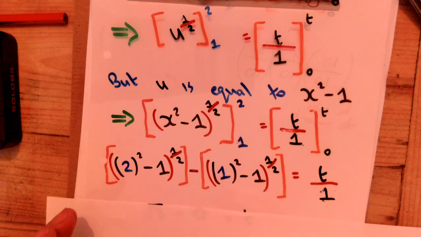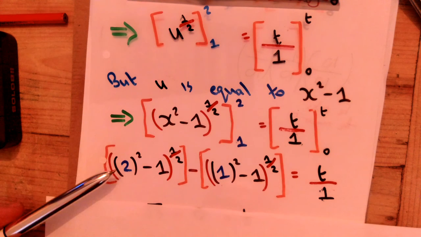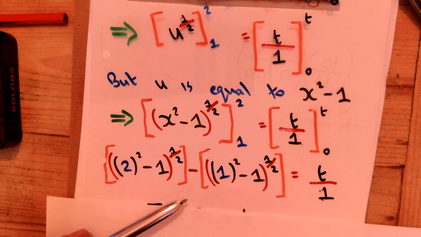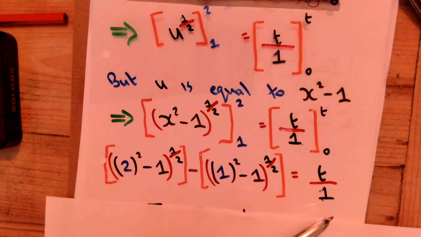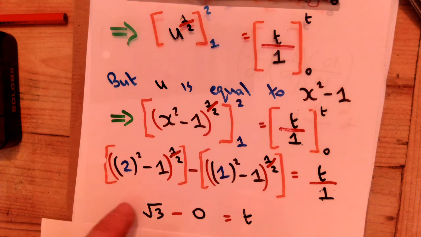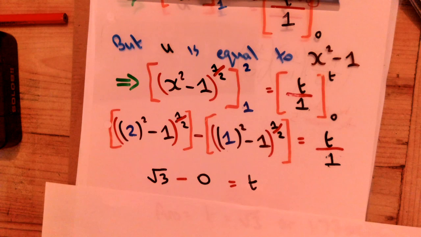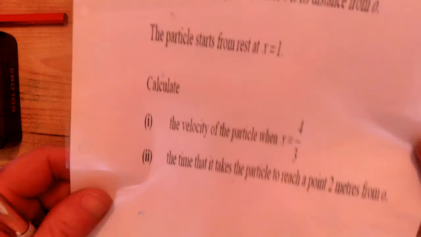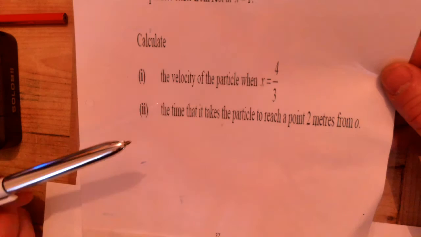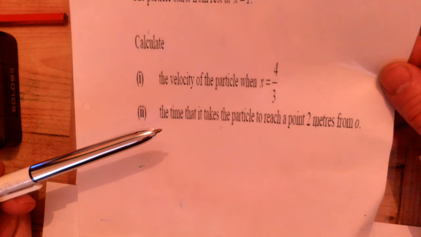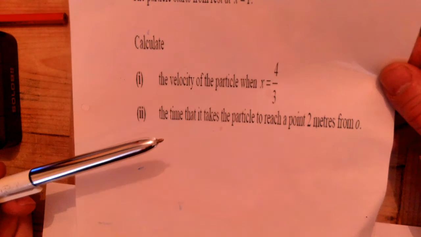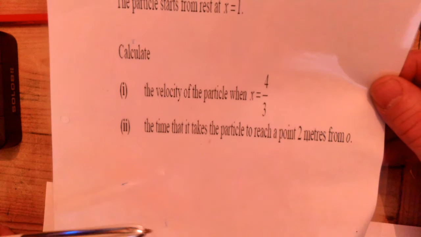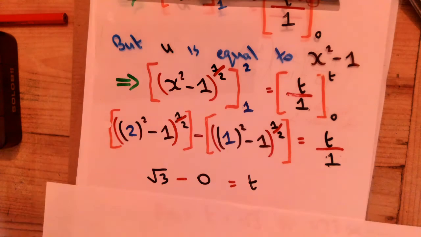Okay, so we're putting in your 2 upper limit, lower limit then. Okay, upper and lower limit, so it's just t. Bring it back, it looks after itself. You have a quick look as you enter the yours sincerely part of the question: the time that it takes the particle to reach a point 2 meters from O. Doesn't say decimal, doesn't say fractions, then put down the 2.